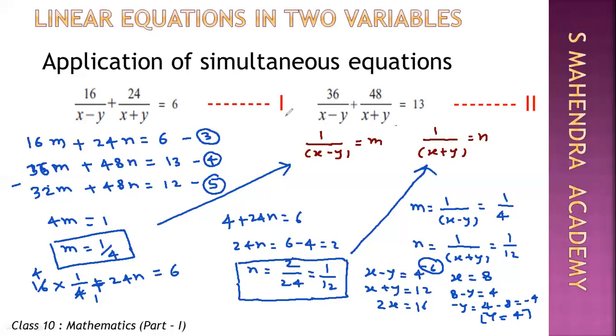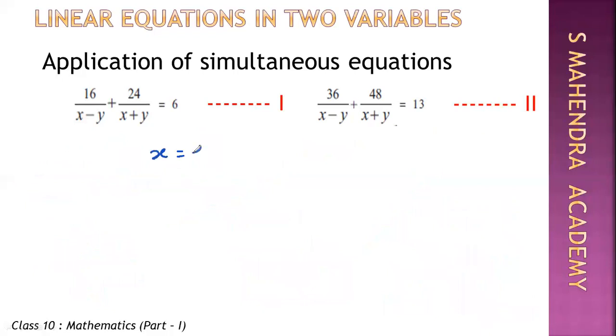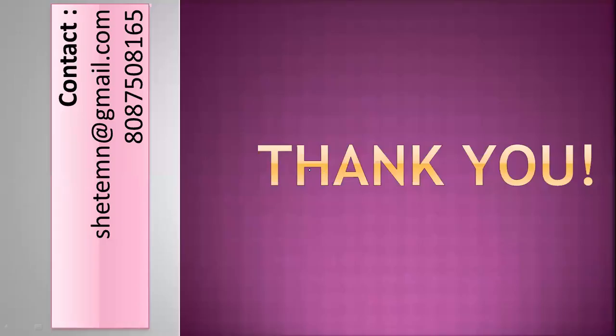So the speed of the water current will be 8 km per hour, and the speed of boat in still water is 4 km per hour. So in this way, we have studied the applications of simultaneous linear equations in two variables.